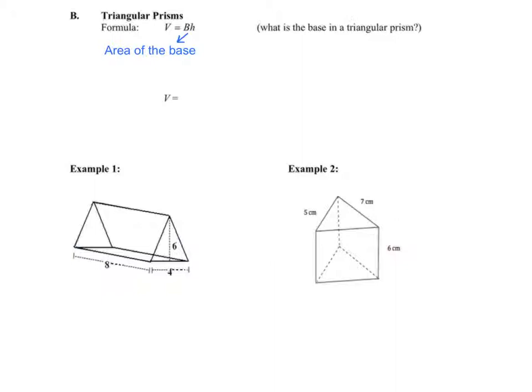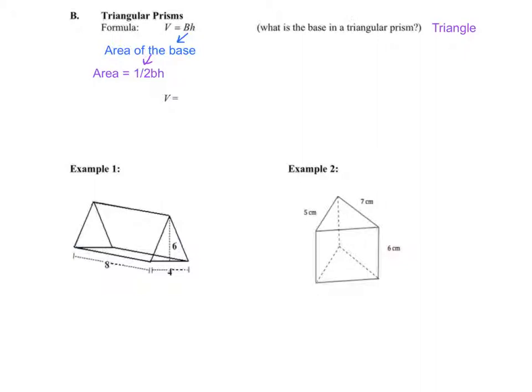So you want to ask yourself, what is the base in a triangular prism? The base is a triangle. Our base is a triangle. So if our base is the triangle, we're going to use the formula for the area of the triangle, which is 1/2 base times height. So your area of the base of a triangle is 1/2 base times height.